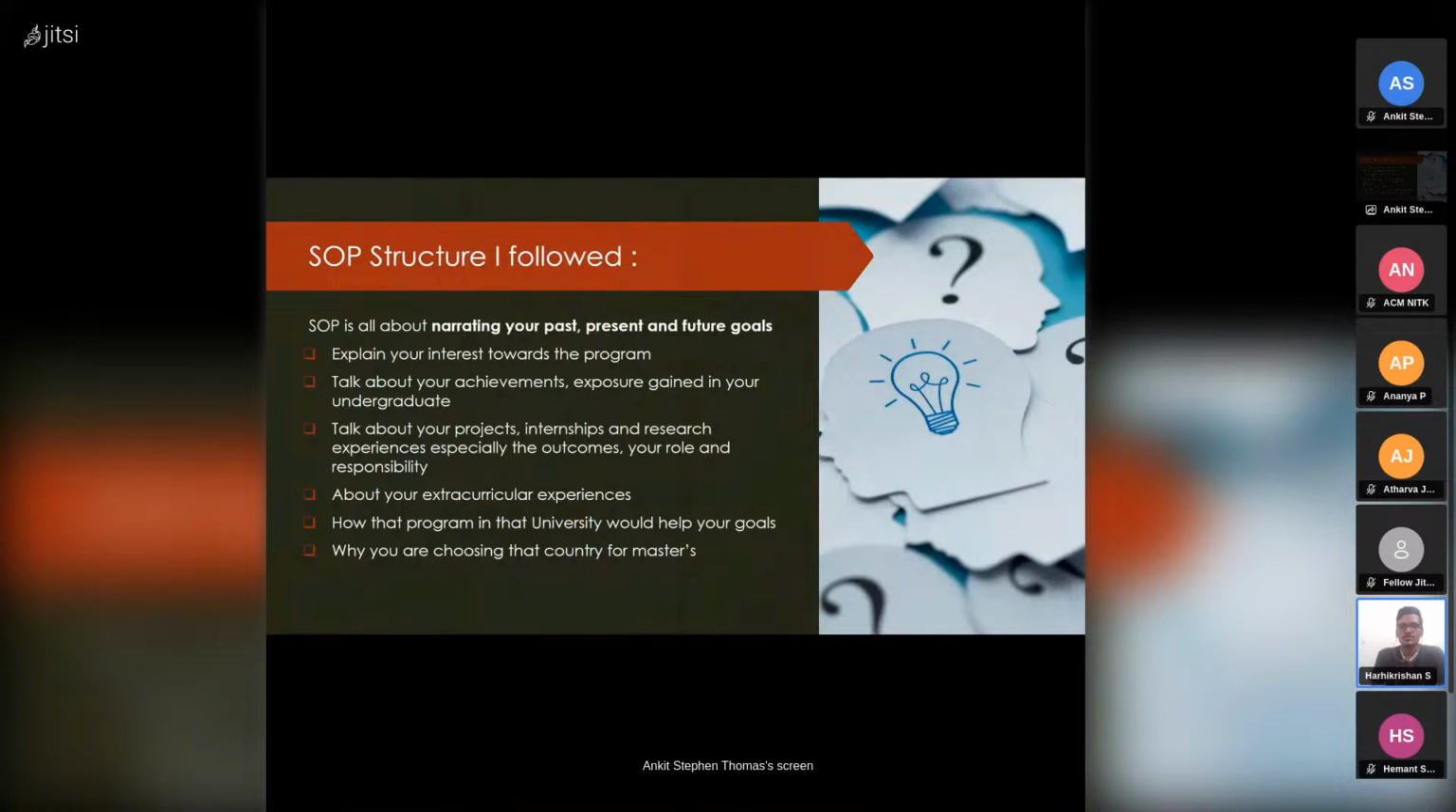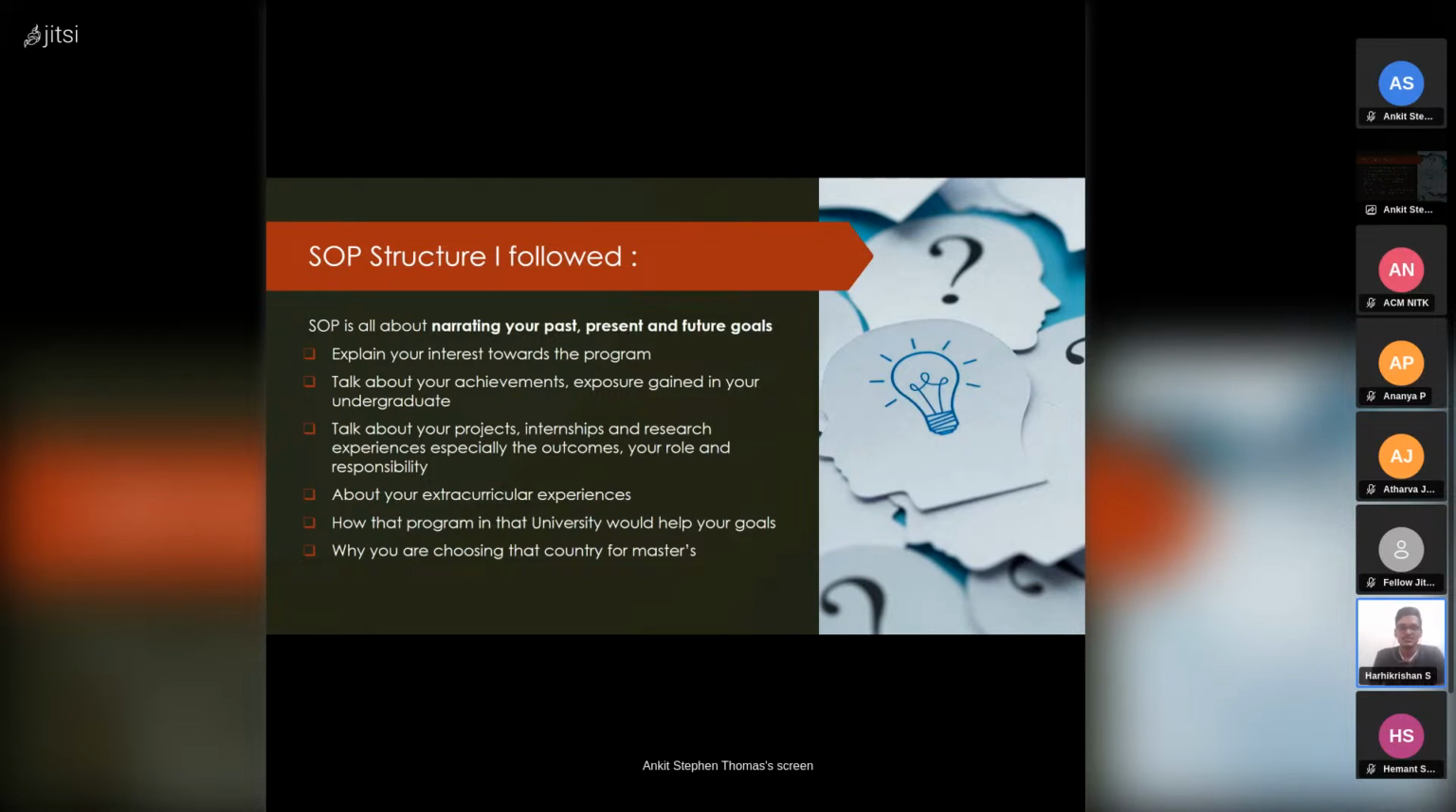So, to write an SOP, there is no specific structure you have to follow. It depends on you, how you want to convey it. SOP is all about narrating your past, present, and future goals. In that process, you can follow multiple ways to convey your ideas. In my case, I followed a structure, and if you want, you can get some suggestions from this also.